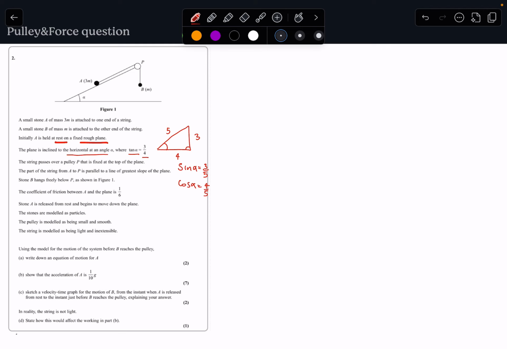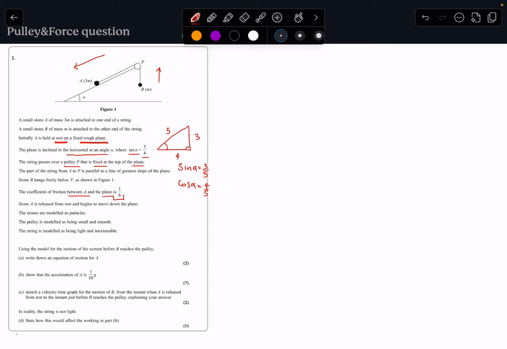So the string passes over a pulley P that is fixed at the top of the plane. The part of the string from A to P is parallel to the line of greatest slope of the plane. Stone B hangs freely below P. The coefficient of friction between A and the plane is 1 over 6. Stone A is released from rest and begins to move down the plane. So I know the motion of A is that way, and therefore B is going to go up.